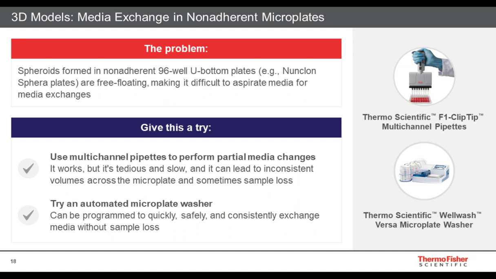One way that I find useful is to use multi-channel pipettes. Of course, if you're working in 96 well format, you're probably working with multi-channel pipettes anyway. But you can manually do media changes. Usually it's done by not trying to remove the entirety of the media, but perhaps doing successive 50 or 75% of the volume, removing that and adding it back to sort of dilute out the spent media until you just have fresh media. So this is an effective way.